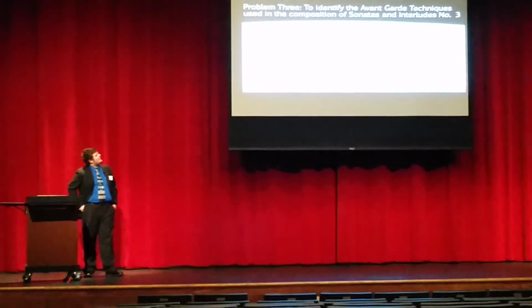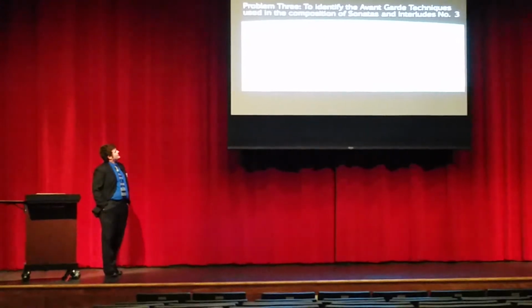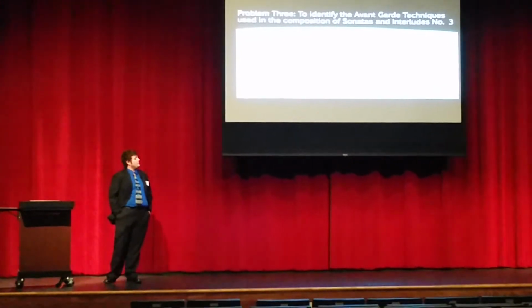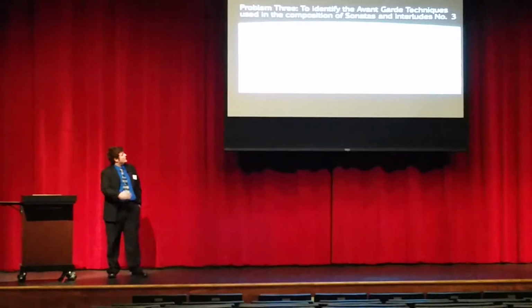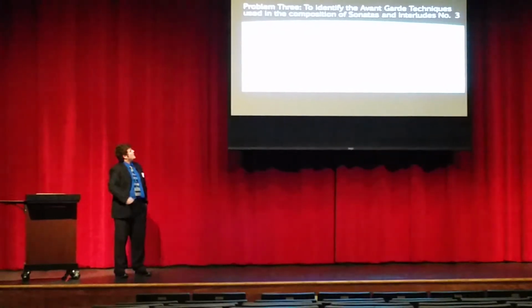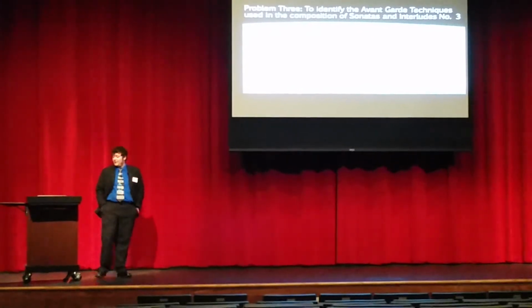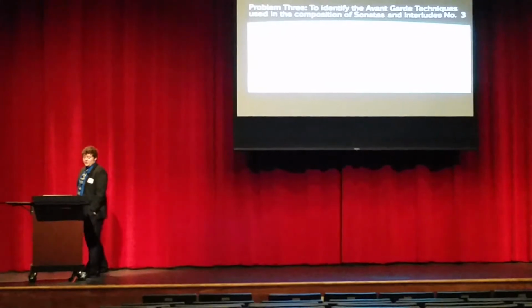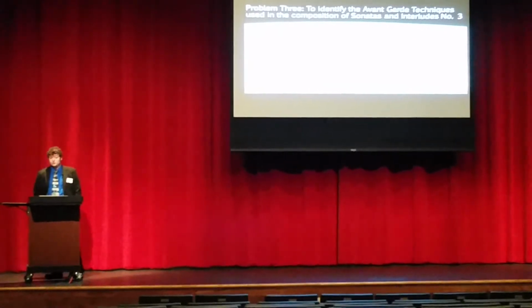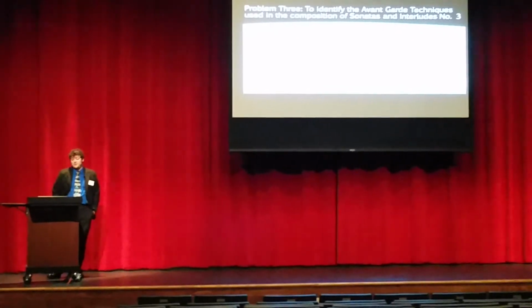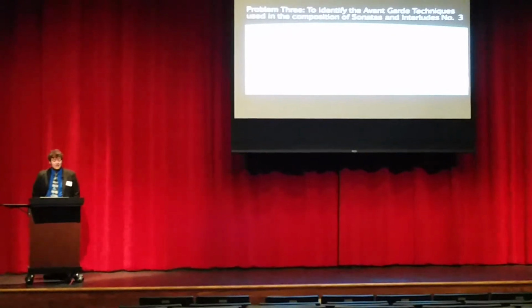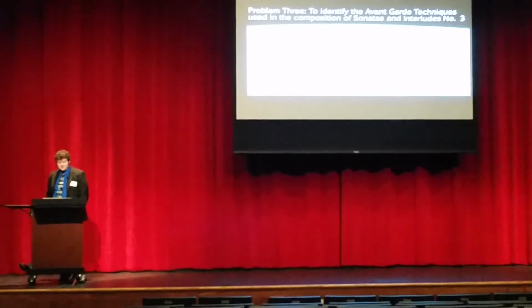Problem 3 was to identify avant-garde techniques used in Sonatas and Interludes number 3. Now, this giant quote is explaining what this picture is. The preparation of this piano is quite elaborate, and it takes 2 to 3 hours to complete. A total of 45 notes are prepared, mainly with screws and bolts, but also with 15 pieces of rubber, 4 pieces of plastic, 6 nuts, and 1 eraser.